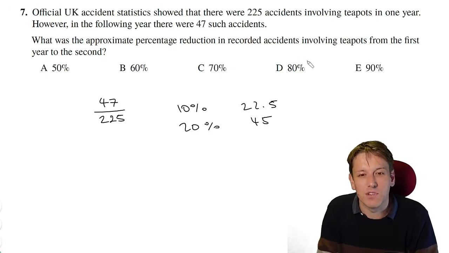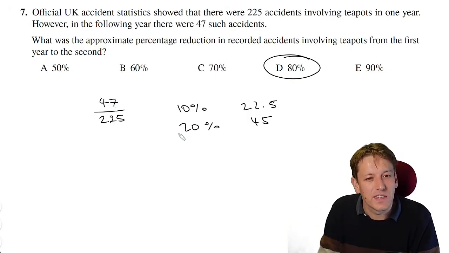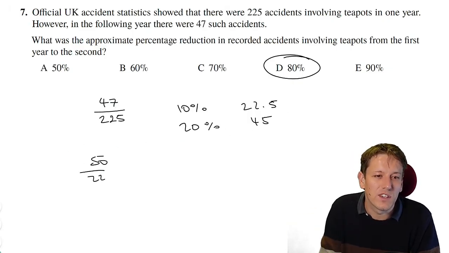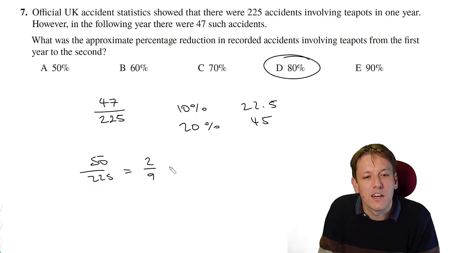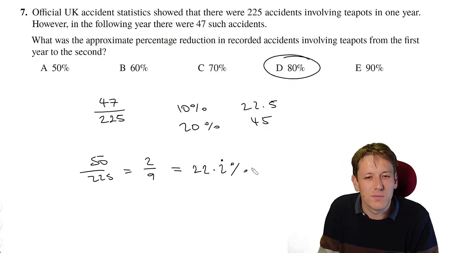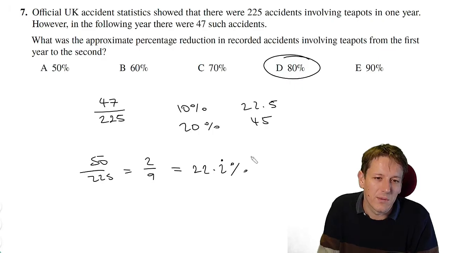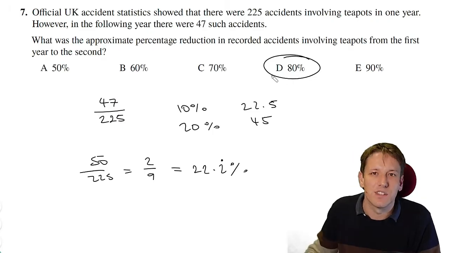That means an 80% reduction, and so the answer is D. You could also do this by rounding 47 down to 45 first, or up to 50. Again, you could do 50 over 225, which is 2/9 or something, so that's 22.2 recurring percent, and then you could say it's a bit too much, so we've rounded up. So if I go back down to 47, it'll be 20% will be the closest again. So however you get there, the answer is D, 80%.